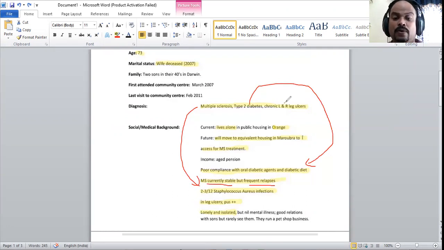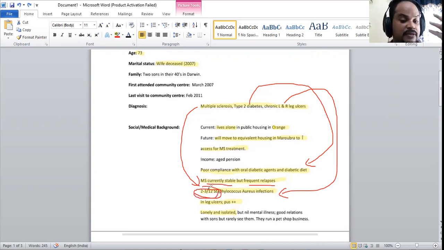Now chronic leg ulcers, you can say that 2 to 3 occurrences per year. So this is not the first year that he is having the infection. He had the infection before. And he had pus also there.